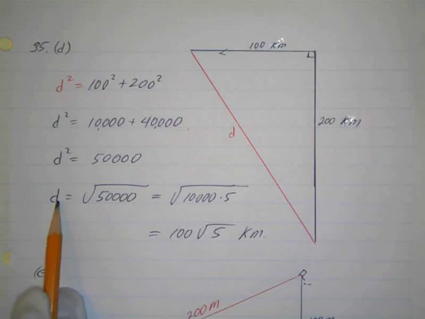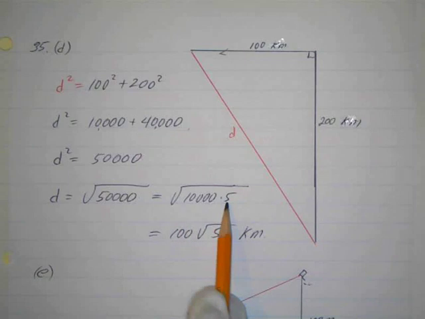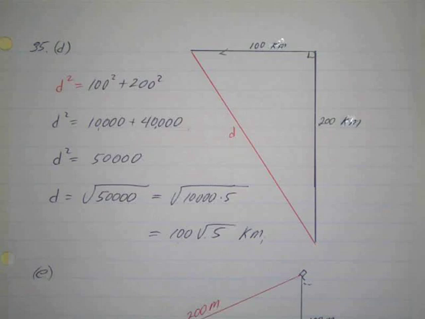So we get to take the square root of both sides. So d equals the square root of 50,000, which is the same thing as 10,000 times 5. And the square root of 10,000 is 100. So we just have 100 times the square root of 5 kilometers. So that's not too bad either.